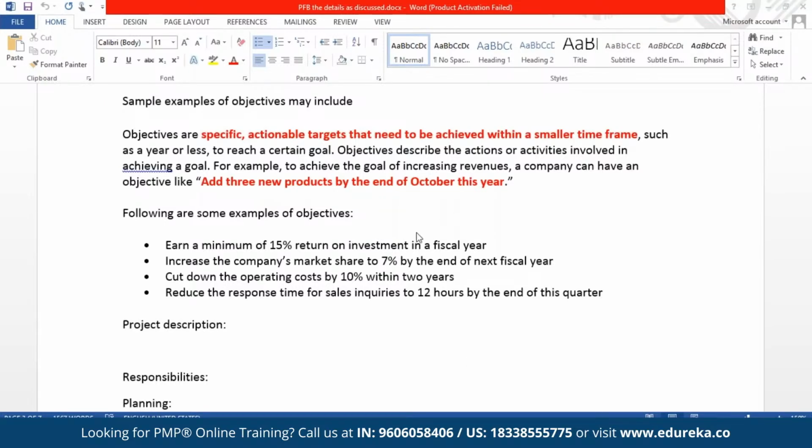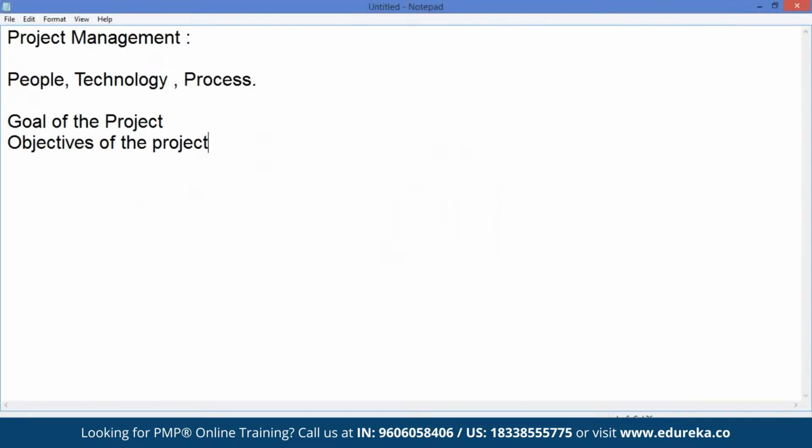All right, fine, fair enough. I hope this fairly gives us a good understanding about what is the difference between a goal and an objective related to a project. Now, what are the various attributes of a project?